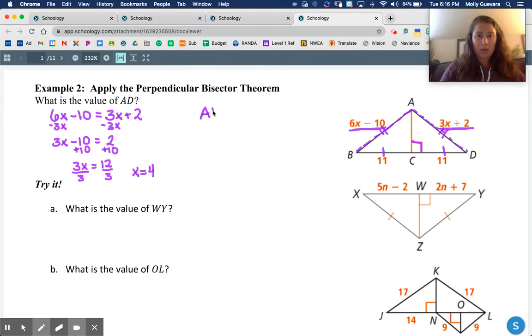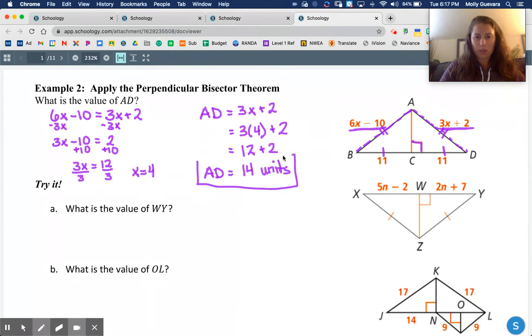So when I look at my diagram here, AD, A to D, is 3x plus 2. But I know what x is now, so I can take that value and plug it in for x. 3 times 4 is 12 plus 2. So the length of AD is 14. And since we don't know if it's inches or feet or centimeters or whatever, we just write 14 units. And that's it.